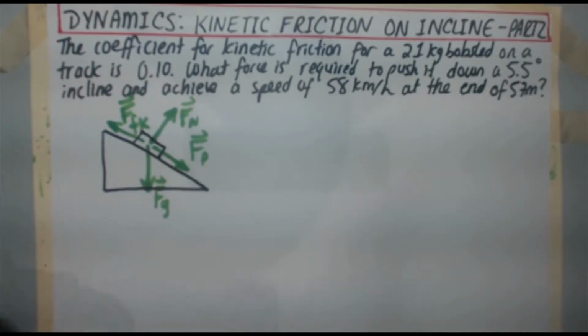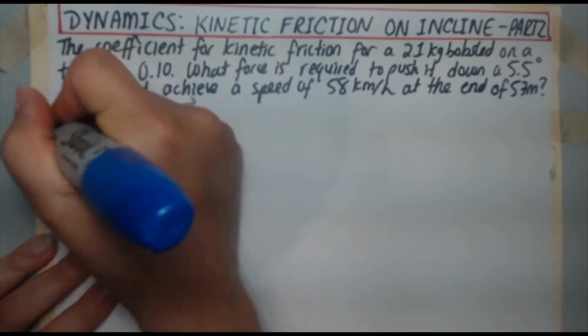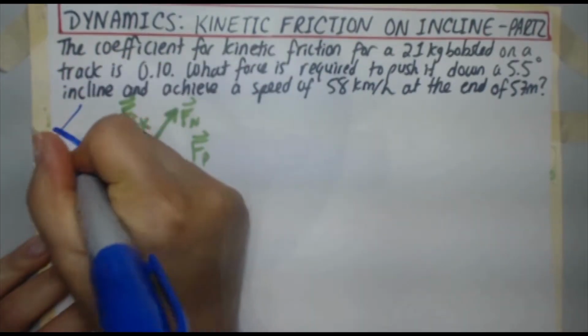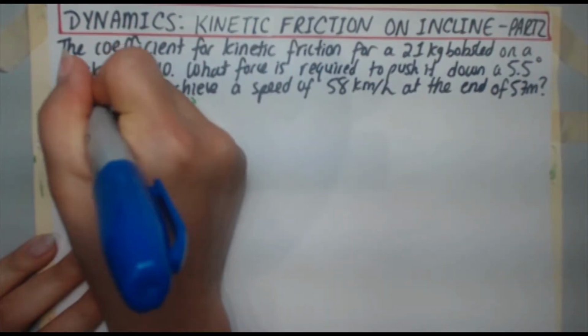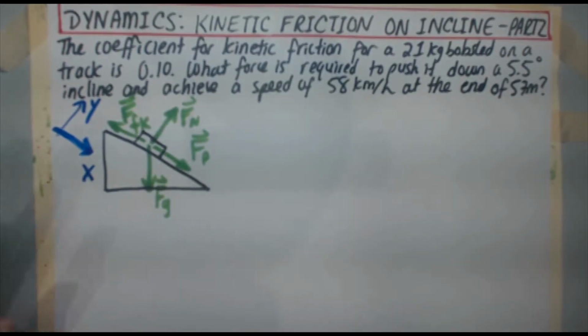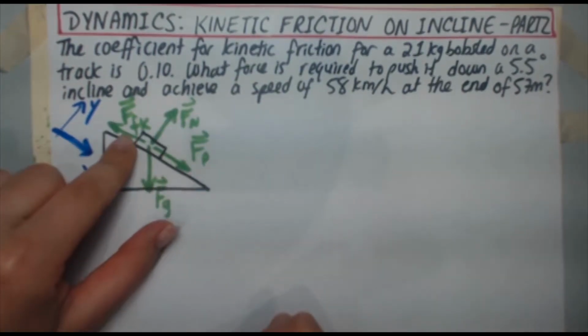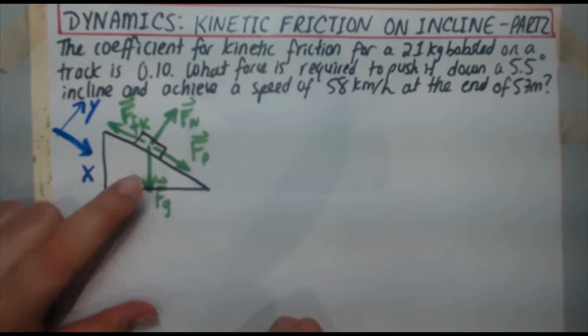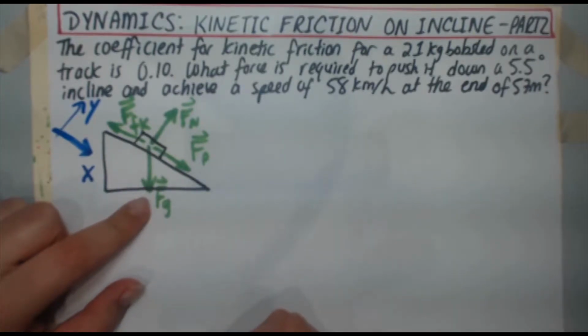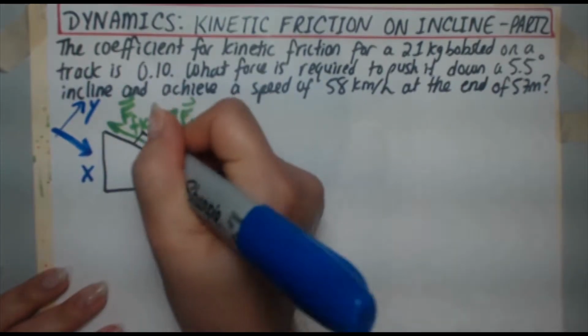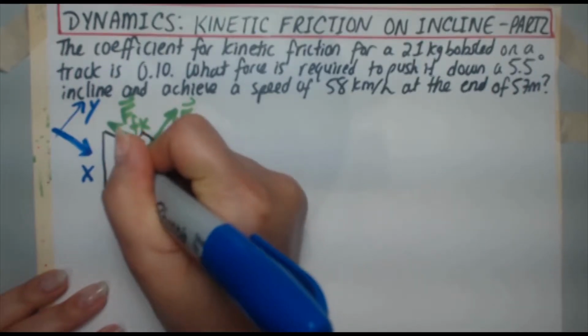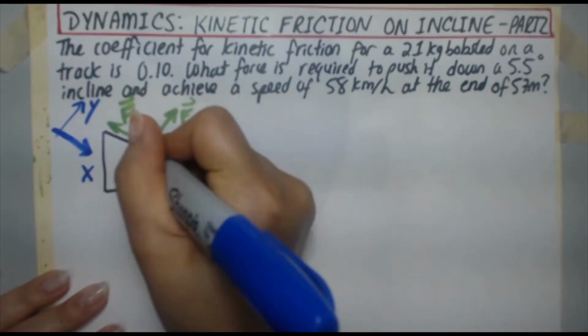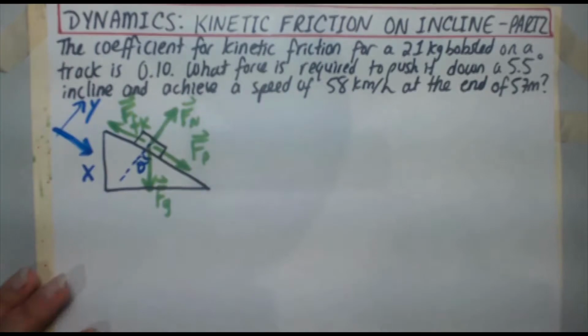Because of that, we want to establish a new coordinate system. And in this case, it's going to be where positive x is down the incline, and positive y is perpendicular to the incline. That way, these three are already in the xy coordinate system, and the only one we have to change is FG. So in order to do that, I'm going to drop down a line towards the vertical, and therefore FG makes an angle theta with the vertical.